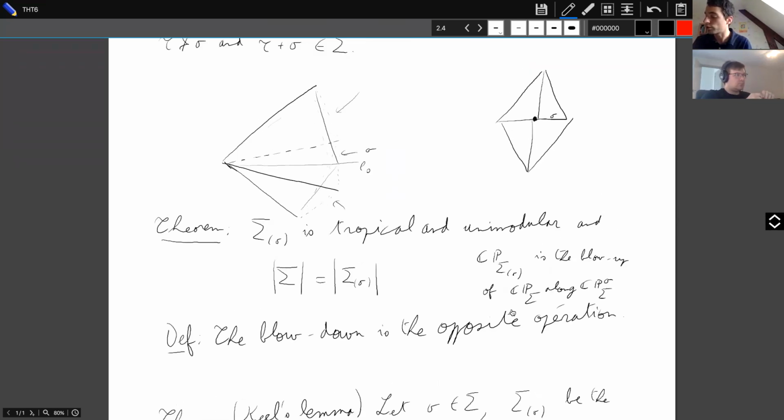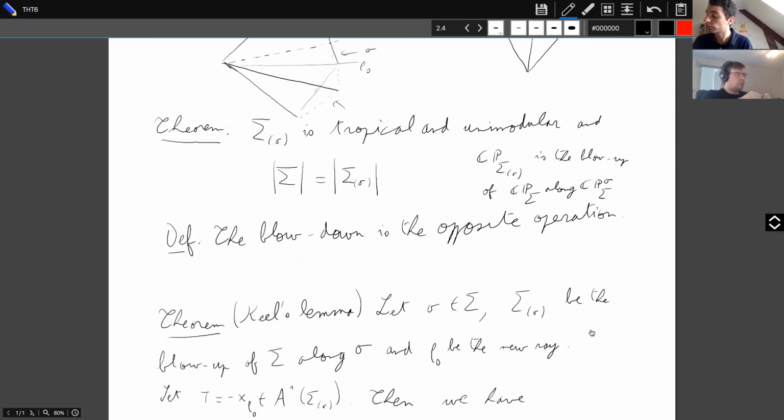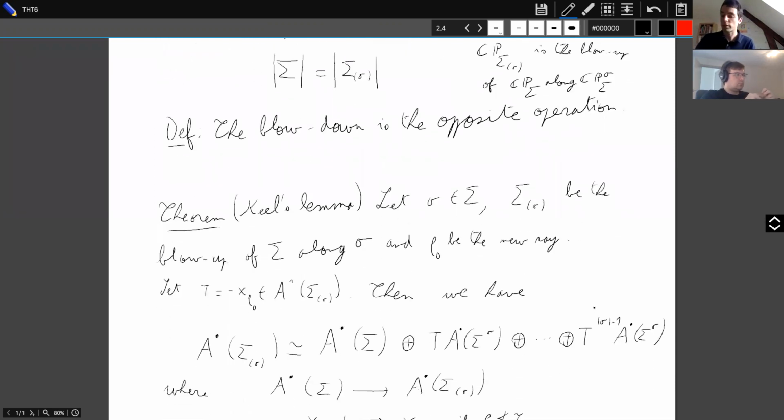So in toric geometry it is just a way to blow up the toric varieties corresponding to the variety. And I call the blow-down the opposite operation. So if something is a blow-up of something else, then in the other direction, I call it the blow-down. And so this operation, we still understand quite well its behavior on the cohomology. It's a bit more complicated than before, but we have the Keel's lemma.